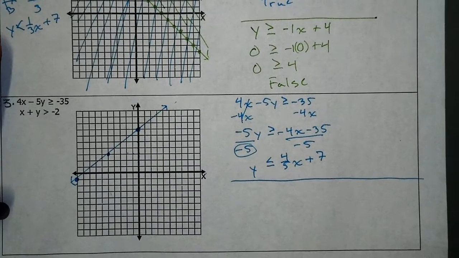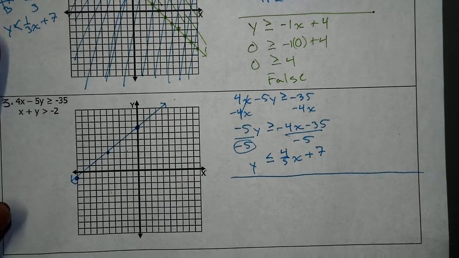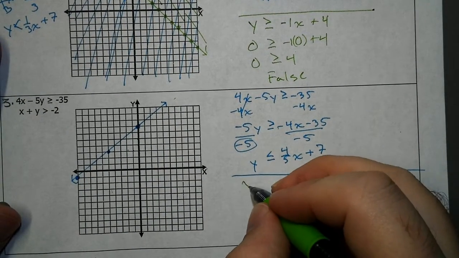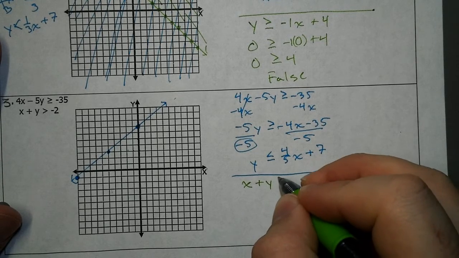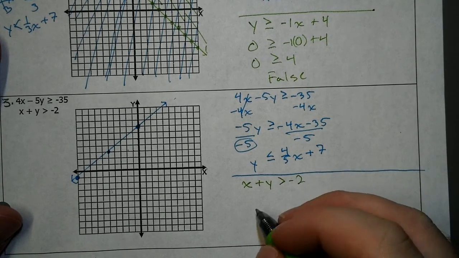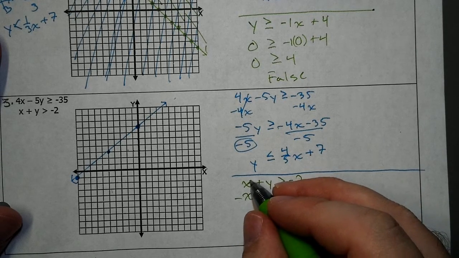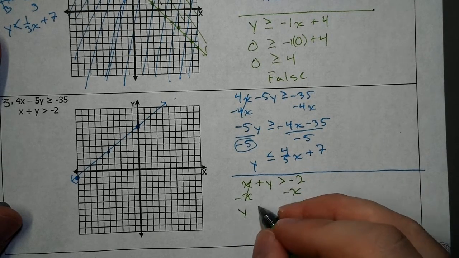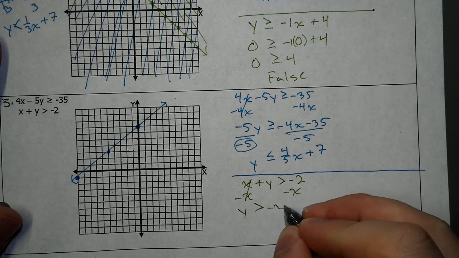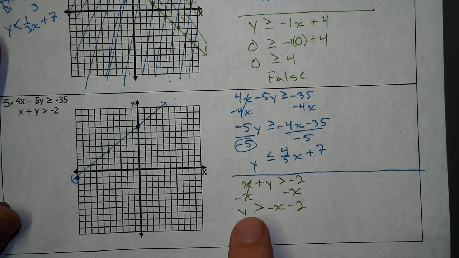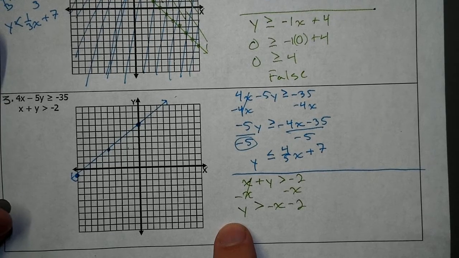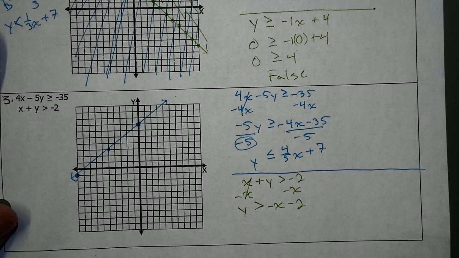Now, on our second line, once again, that is not in y equals form. It's not in slope-intercept. So, I've got to move my x, divide by y. When I move my x, bring everything down, I get y is greater than negative x minus 2. Well, this time in front of my y, it's already a 1, so I don't need to divide. I can graph it from here.